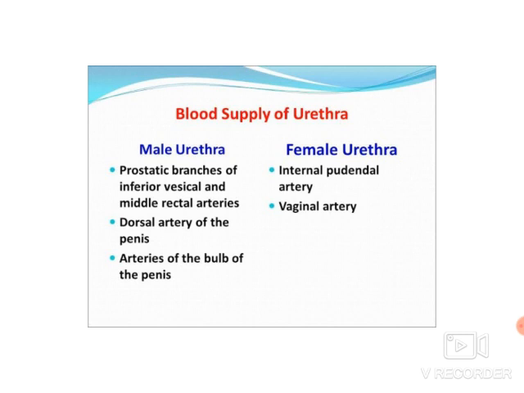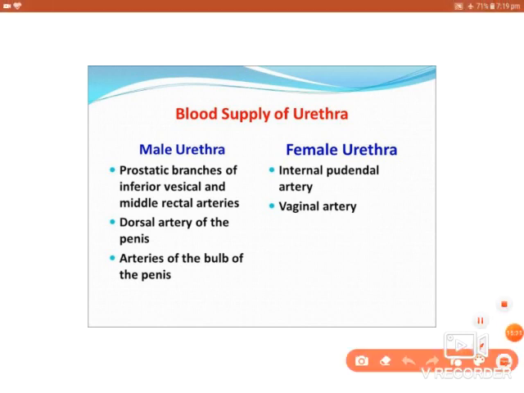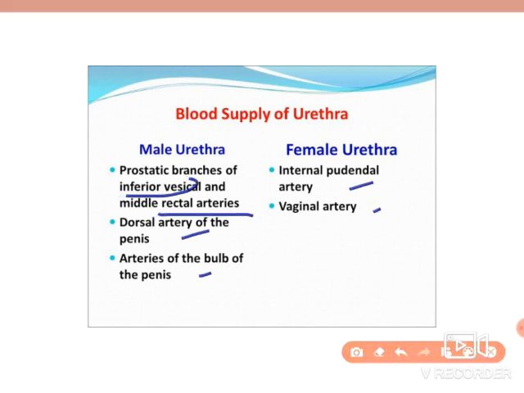Then the blood supply of the urethra. Male urethra is mainly supplied through the inferior vesical branches and branches from the middle rectal artery. Then the dorsal artery of the penis and the arteries of the bulb of the penis. In females, it is through the internal pudendal artery and the vaginal artery. These are all branches of the internal iliac artery.